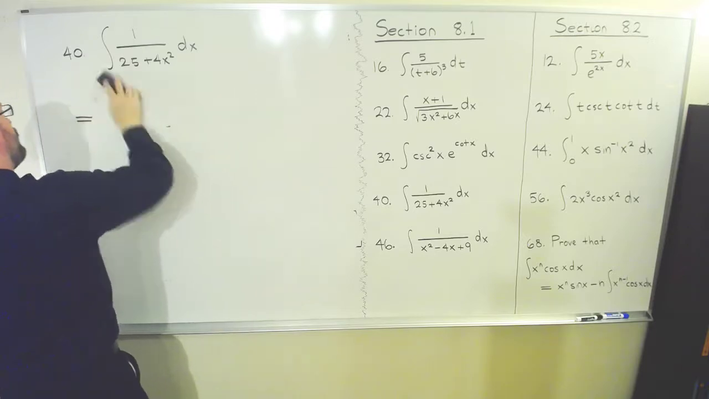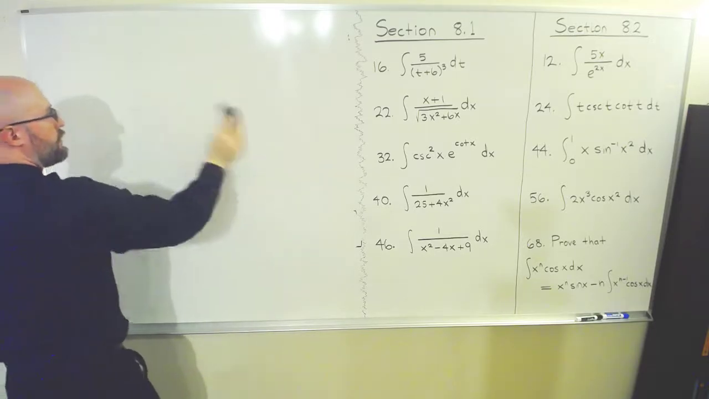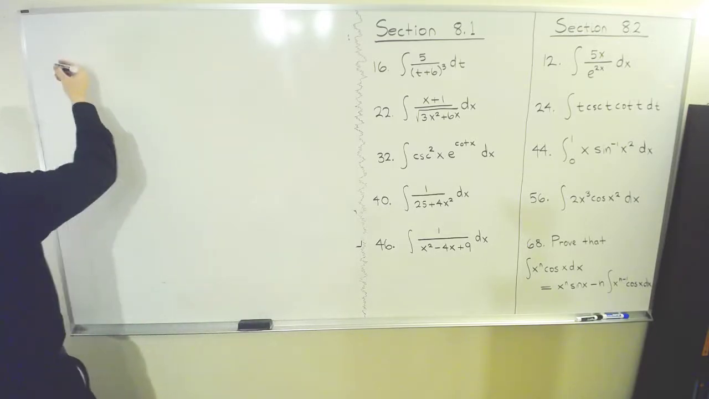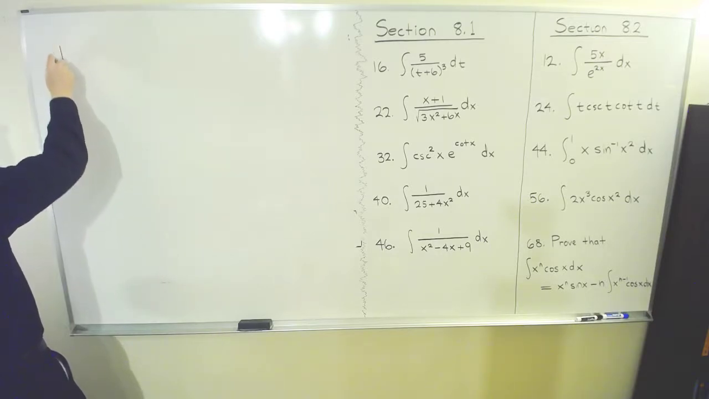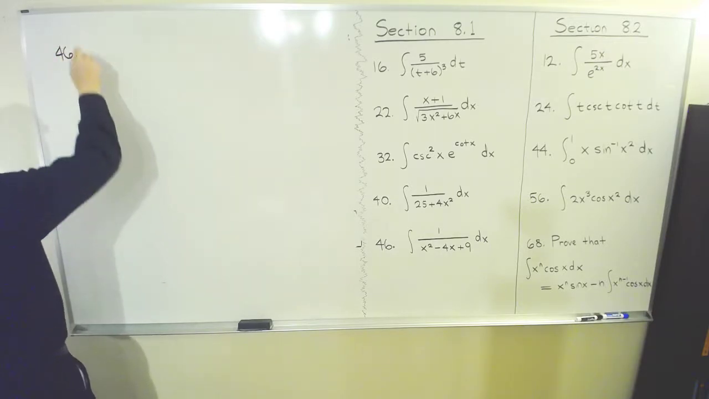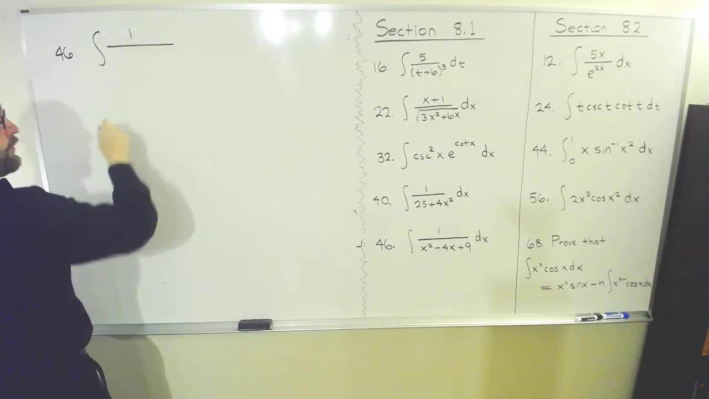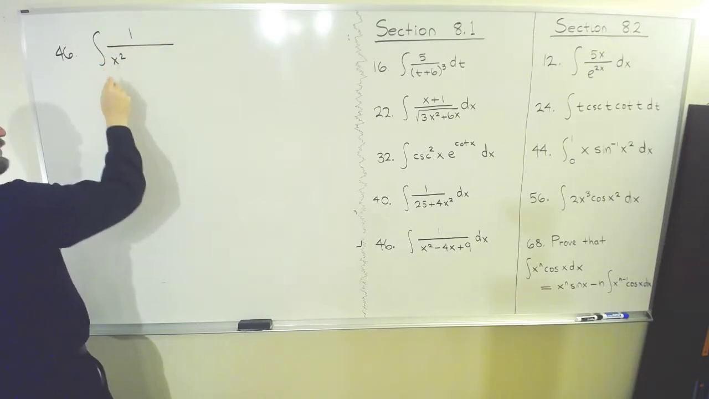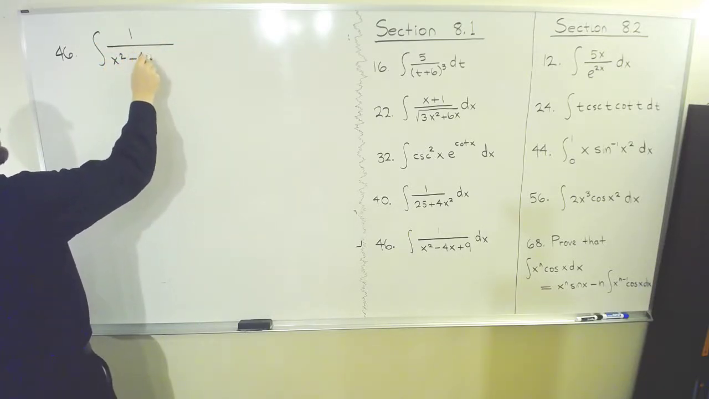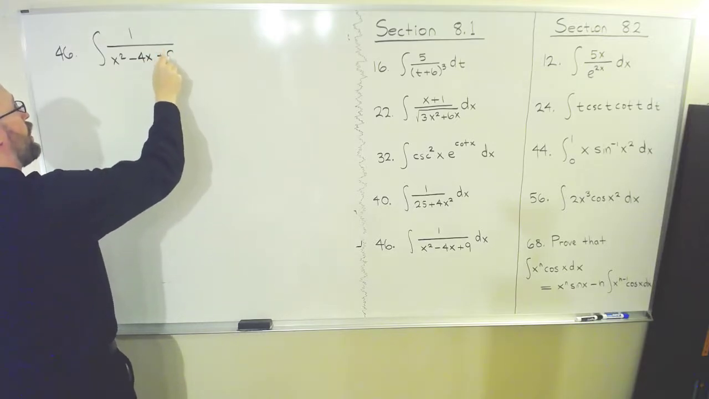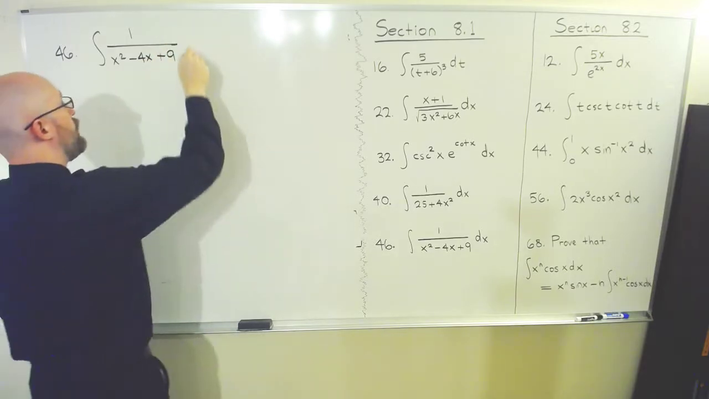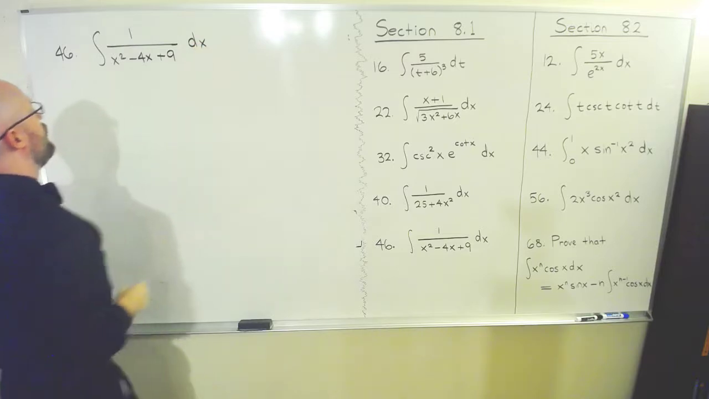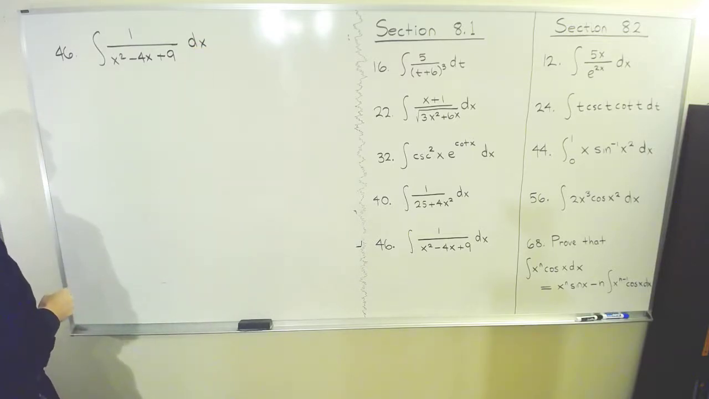this is number 46. So let's do 46. Rewrite it here. Integral 1 over x squared minus 4x plus 9. Now this will involve, I think, a little bit more algebra than the previous ones have.